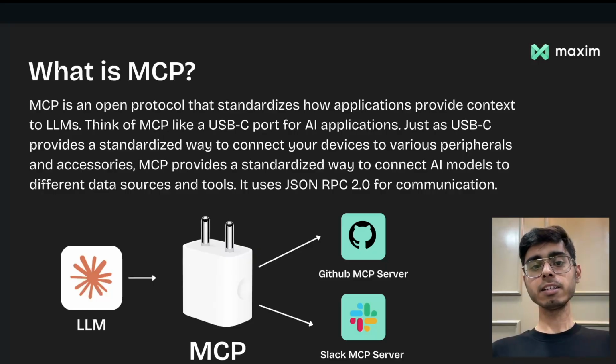So you can here see that if you want to create an autonomous end-to-end software development agent, you will definitely want your AI model to communicate with various data sources and tools. Unlike LSP, MCP uses JSON RPC 2.0 for communication.